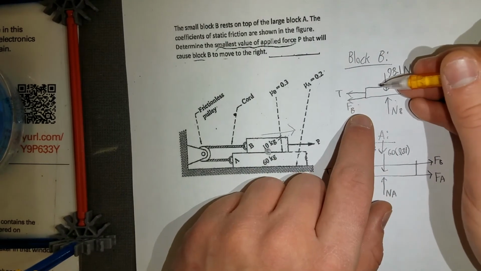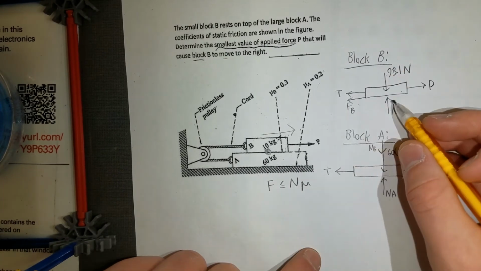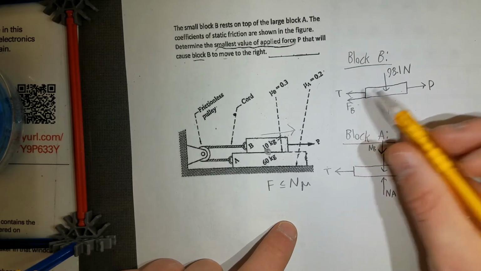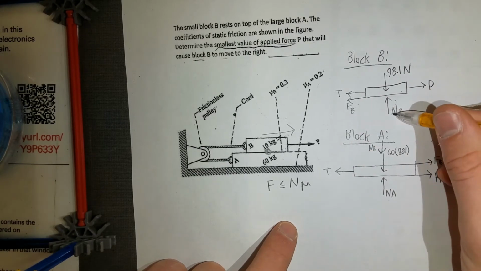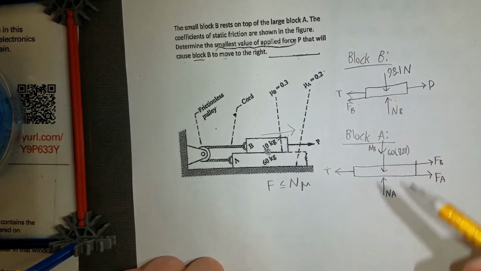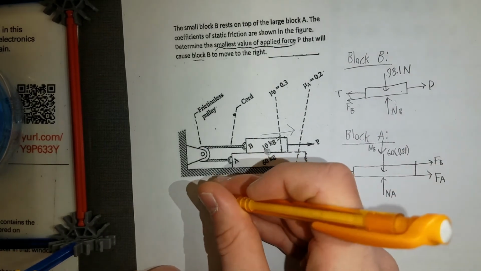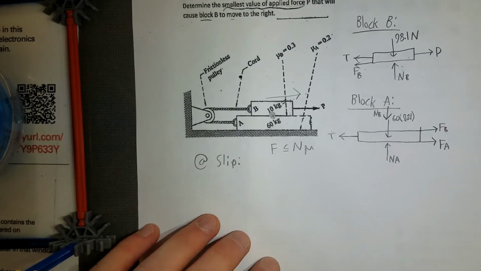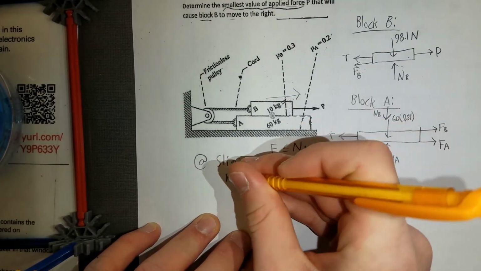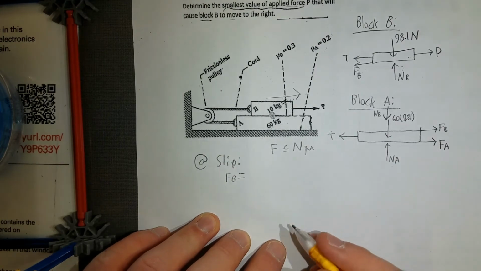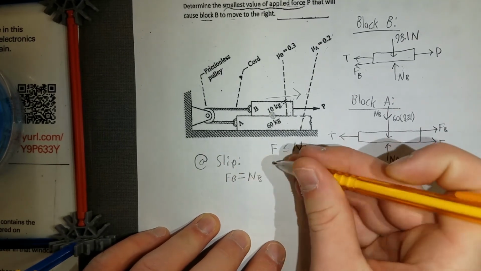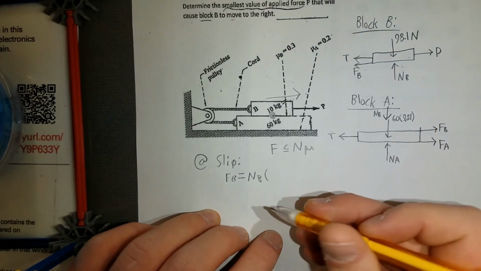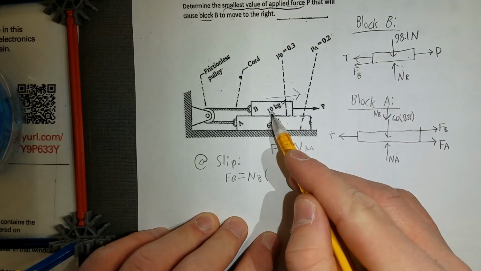So starting at block B here, we need to know that if it were slipping, the friction force B would end up being equal to the normal force B times whatever the coefficient of friction is. So we need to write, again, at slip, FB is going to be equal to NB times, what did they give us here?